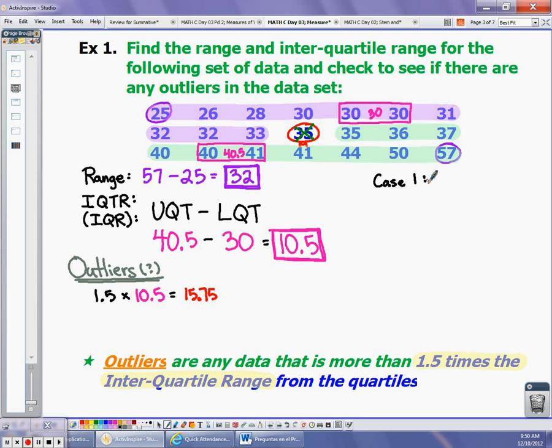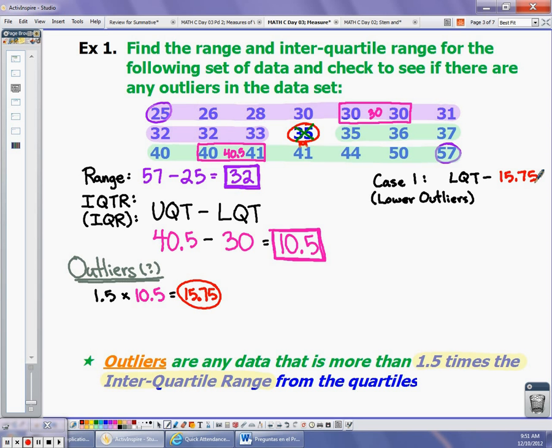And case 1 is going to check to see if we have any lower outliers. Now, we could probably eyeball it over here, and we could see that we probably don't have a lower outlier since this 25 is really close to that 26. But I'm just going to write it out just to see how we find a lower outlier. So it says it's away from that quartile, so that's my lower quartile. So I'm going to do my lower quartile minus what we just found, that 15.75 right over here. We're going to subtract 15.75. That's going to check to see if I have any lower outliers.